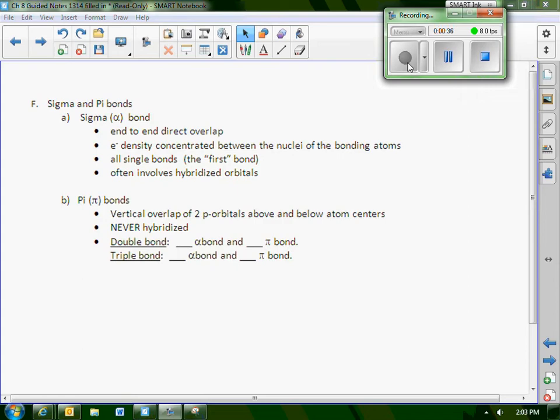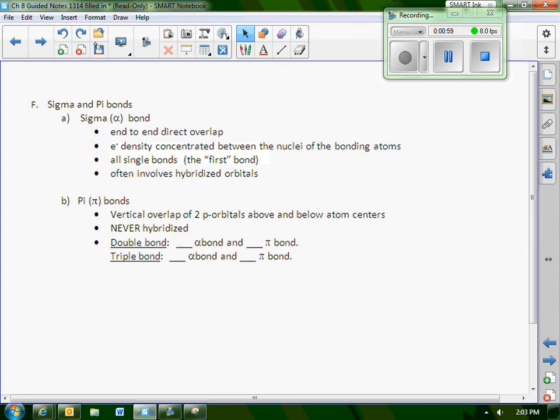And then when we have a multiple bond, like a double or a triple bond, we also have pi bonds. And pi bonds are a vertical overlap of two p orbitals, which I'll show you in a diagram in a second, above and below the atom centers. They're never hybridized, and a double bond has one sigma bond and one pi bond. Okay, so for a double bond, the first bond is always a sigma bond, and then every other additional one is a pi bond. So for a triple bond, we have one sigma bond and two pi bonds. Okay?